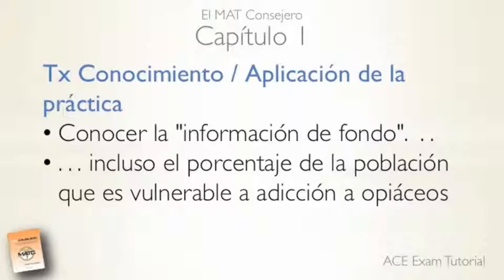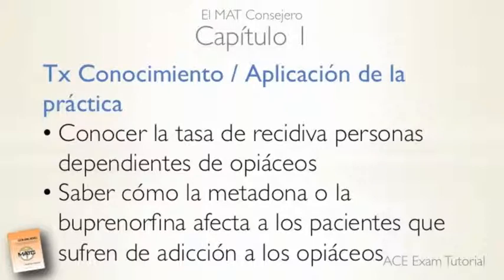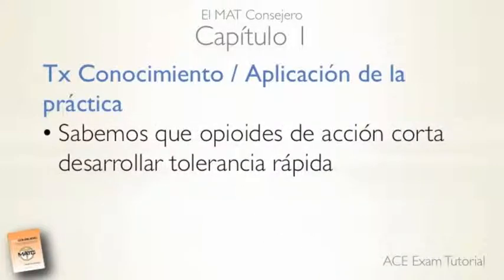Within Chapter 1 of the MAT Counselor, know the important background information, including the percentage of the population that is vulnerable to opiate addiction. Know the relapse rate of opioid-dependent individuals, and know how methadone affects patients suffering from opiate addiction. Finally, in this chapter, know that short-acting opioids develop rapid tolerance.